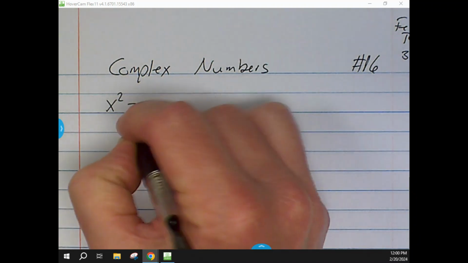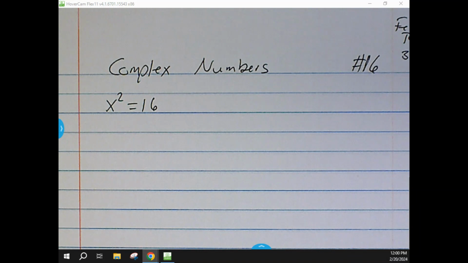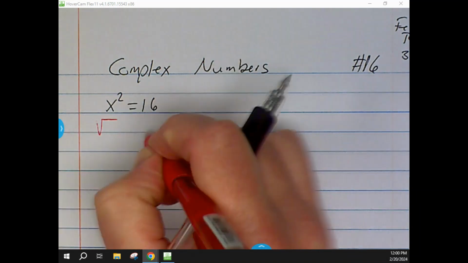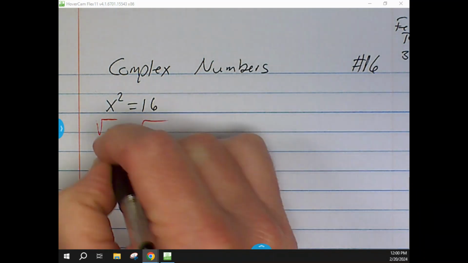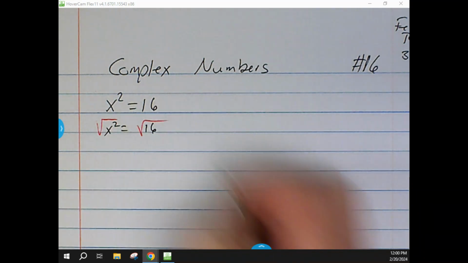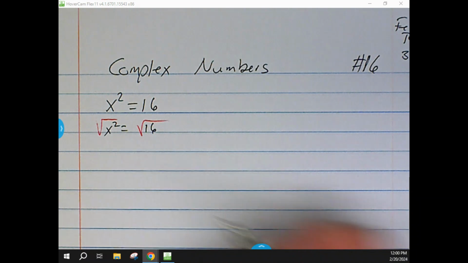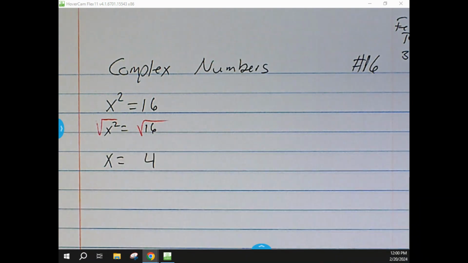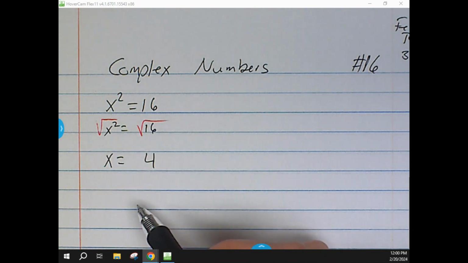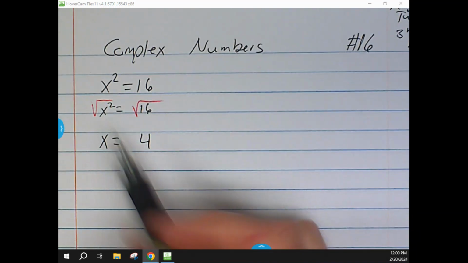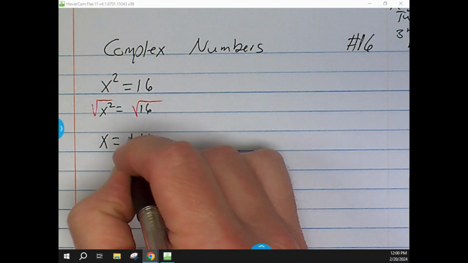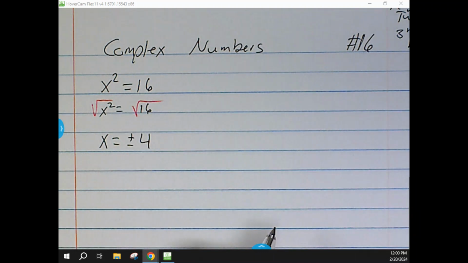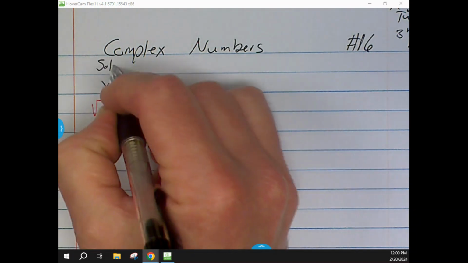A couple of days ago, we had a shortcut on one of these. If we had x squared equals 16, as long as it was just x squared and the number, we could square root both sides. And then we would take the square root of 16, figure out that's going to be 4. Because it was x squared, we know we're looking for two answers, so we had to put a plus or minus. Okay, so that was the part without anything.